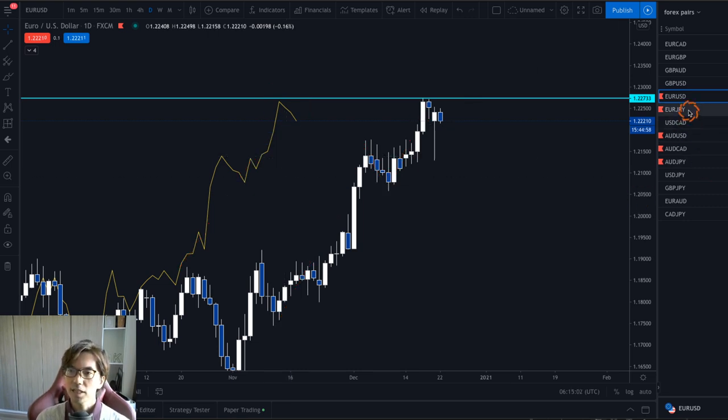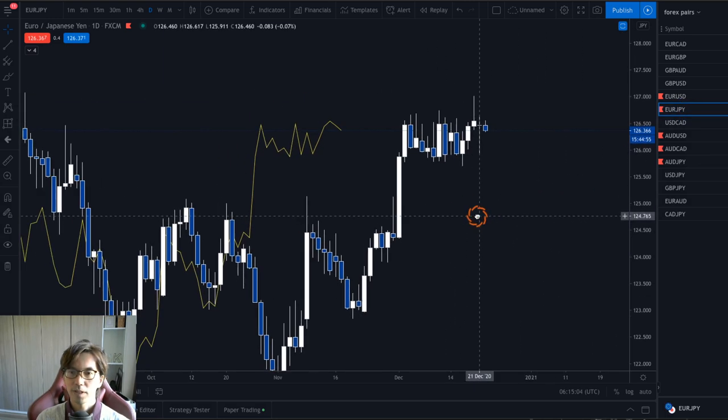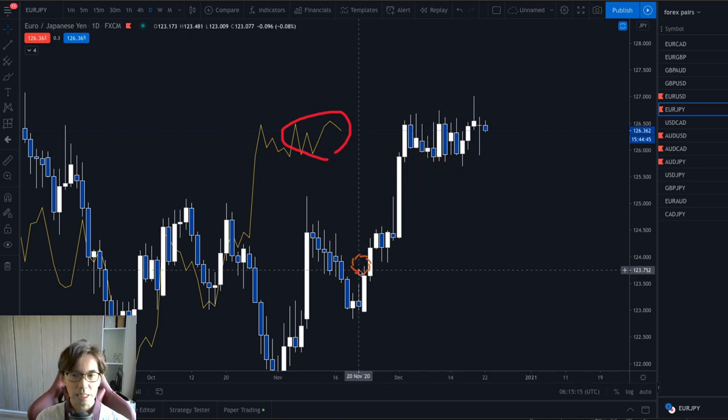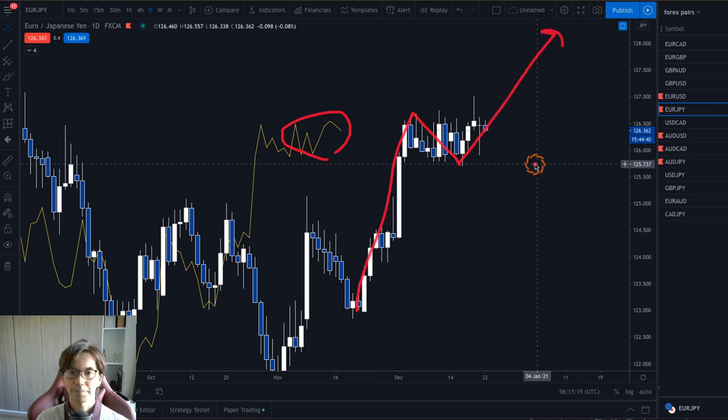And let's check the Euro JPY also. We see the Euro JPY daily chart has been ranging for the last couple of weeks, but now we see the Chiko Span is still above the candles. So that means we can expect the market to continuously go up on this bullish wave this way.